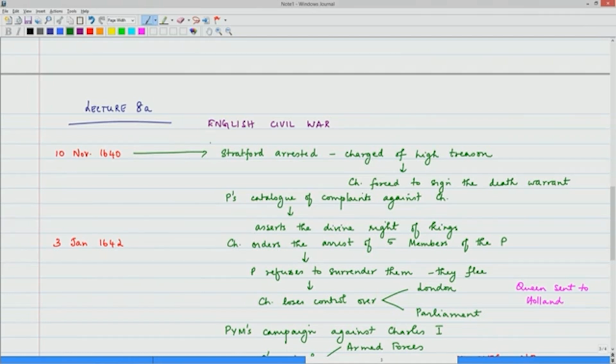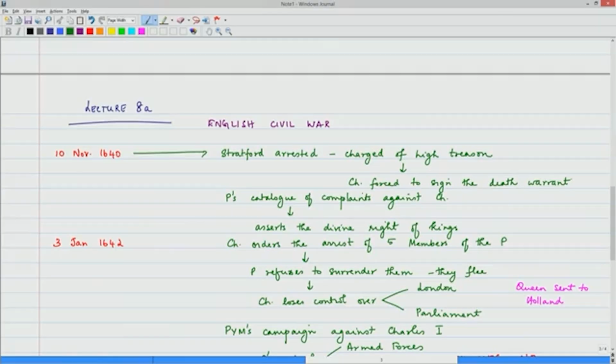we find the Parliament taking more charge, and they also get the Earl of Stratford, who is Charles' advisor, arrested. He is charged of high treason. There was actually no particular reason to arrest him and charge him for high treason. This was only one of the smart ways through which they thought they could curb the powers of the advisor, and also in some form clip the extensive powers that Charles enjoyed in England then.